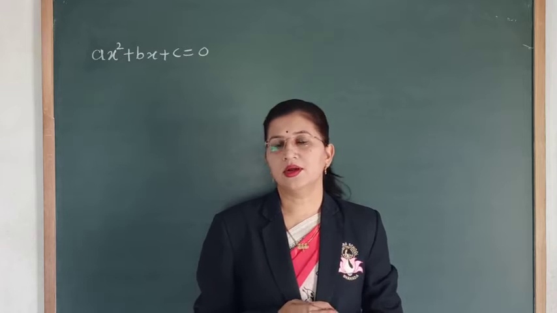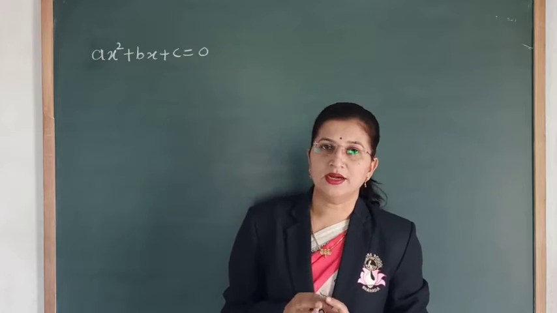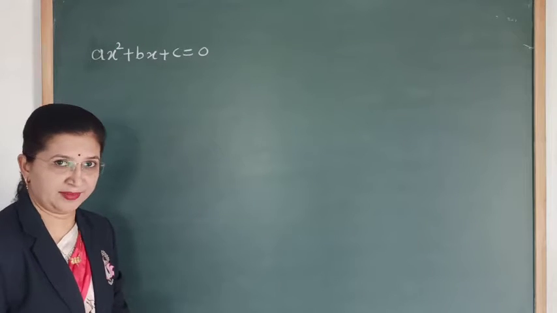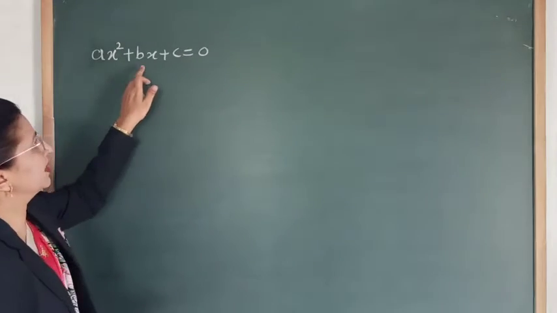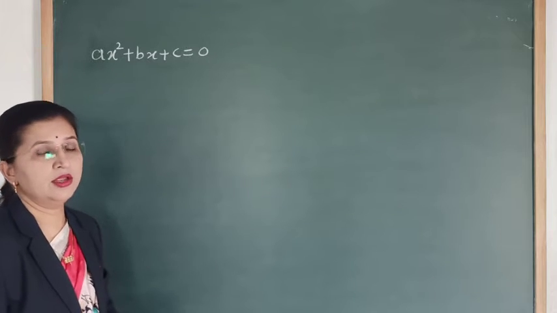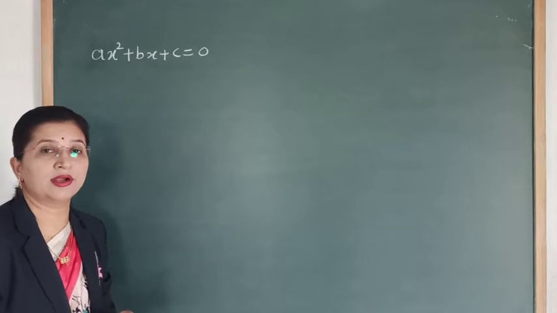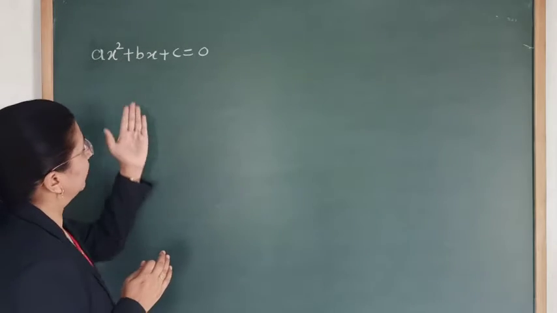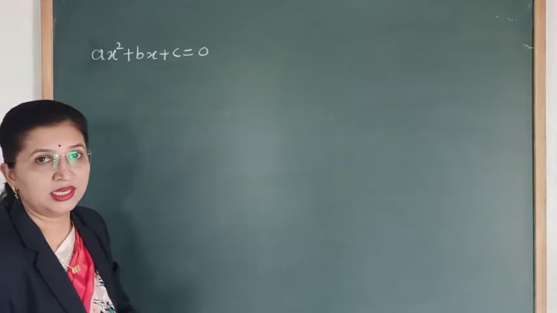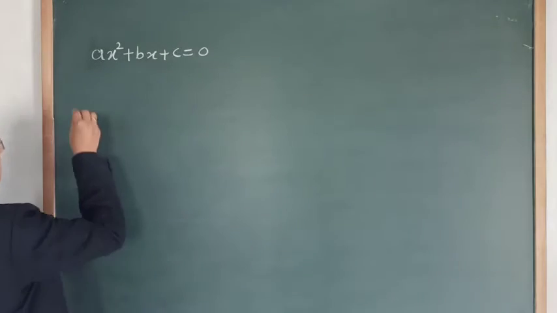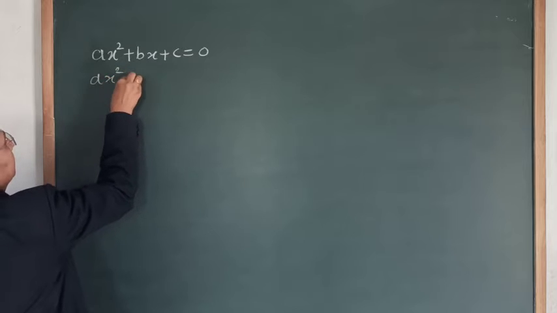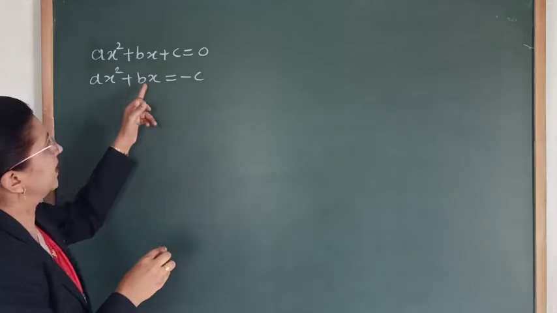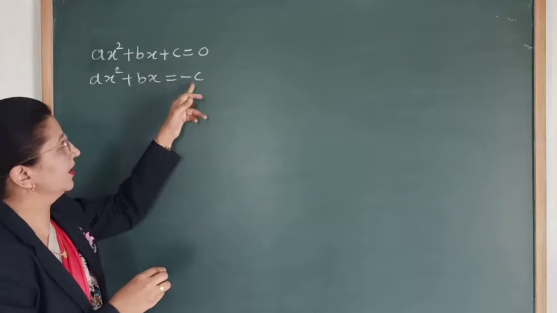Dear students, to understand how the formula came, now let's solve this quadratic equation which is in standard form by the completing square method. The equation is ax square plus bx plus c is equal to 0. As we know, to solve the quadratic equation by completing square method, first of all we have to transfer the constant term to the RHS. So let's transfer it. So here ax square plus bx, this positive c will be negative c.